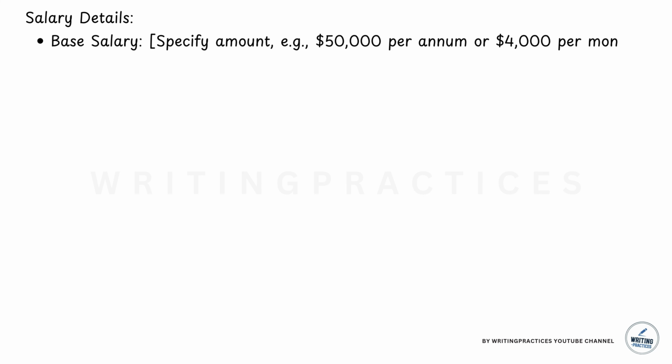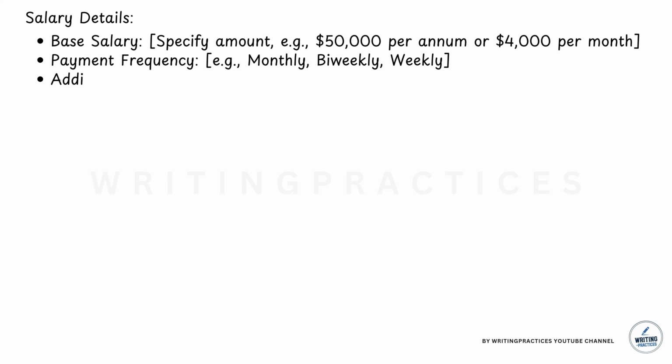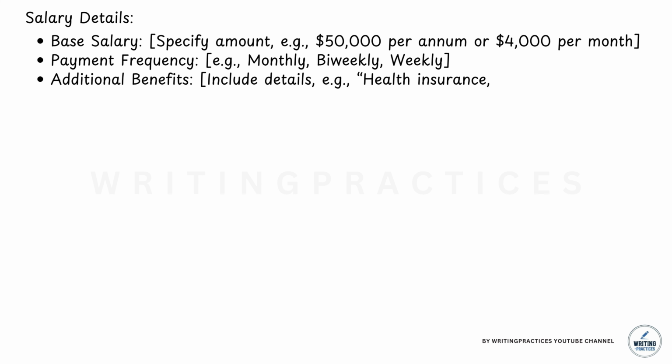Body paragraph 1, salary details. Next comes the heart of the letter, the salary details. You'll break this down into clear bullet points. For example, base salary, $50,000 per annum. Payment frequency, monthly. Additional benefits, health insurance, annual bonuses, and retirement contributions. Effective date, March 1st, 2025.